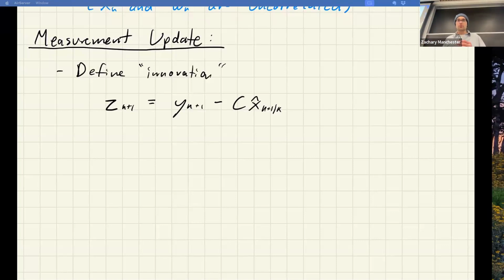Cool. If we write this out in some more detail, the y there is going to be C times the actual state, plus this measurement noise term we talked about before, and then minus this expected measurement. So that's the definition of that thing.